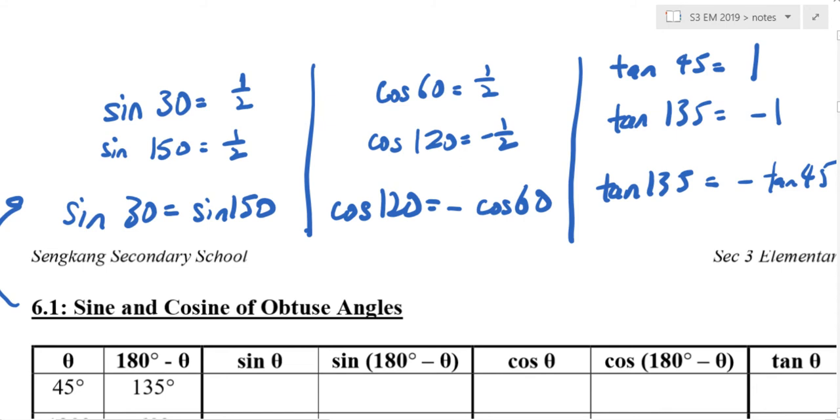Because your calculator is in radian. You got to change to degree. How to change the degree? Shift mode 3. Try. Make sure your calculator is in the D mode. D means degree mode. Change to radian mode, you get something else. Right.